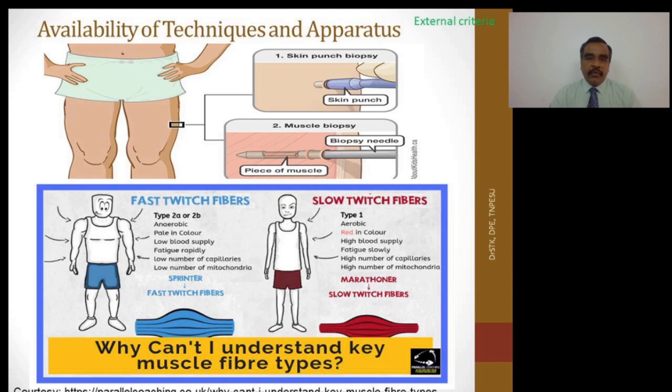available. Whether you are going for skin punch biopsy or the muscle biopsy, whether the technique is available, whether you are able to do the test, or whether a trained person is available to test and to use the technique. So check whether the techniques and the apparatus are available. If it is available, very well, you can proceed with your research.